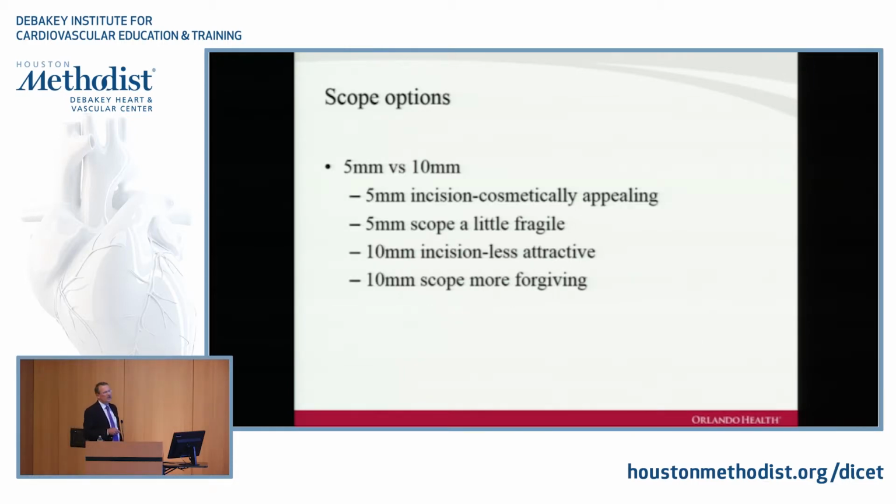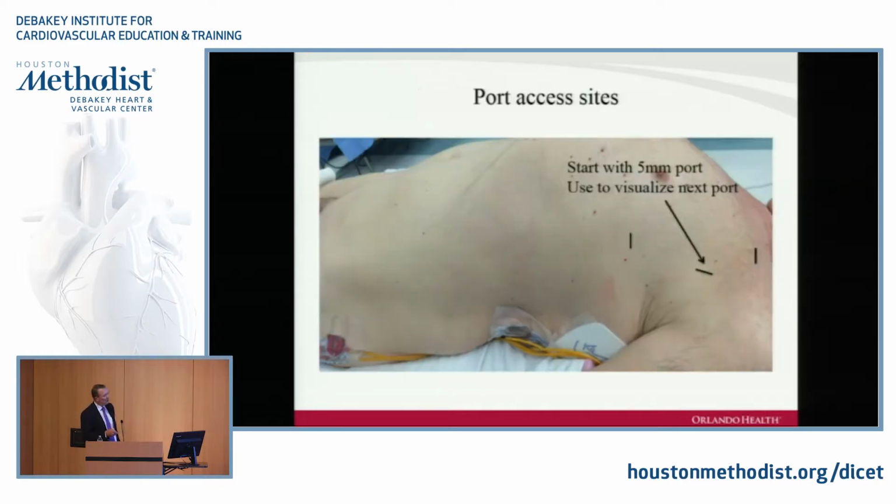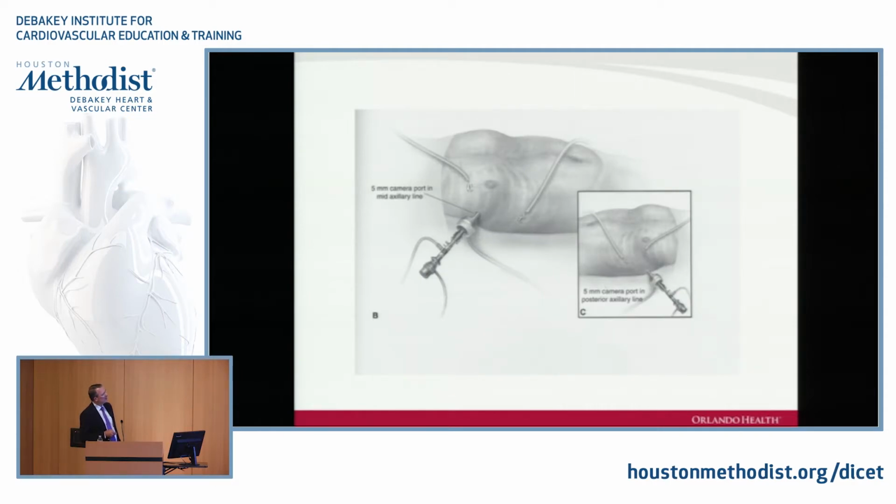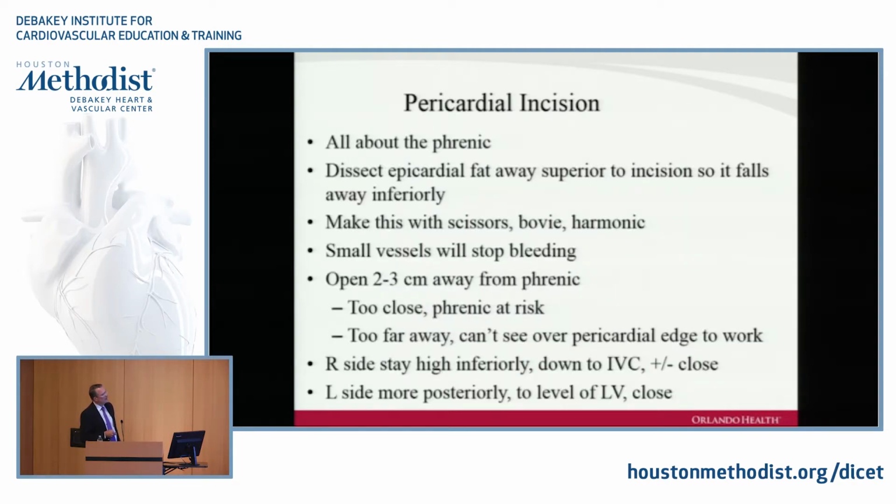The 5 millimeter scope, or port incisions are certainly more cosmetic, but the 5 millimeter scopes tend to be a little bit fragile, and depending on how much force you're putting on them, both will create the same view for you. So we start with the 5 millimeter port in the mid-axillary line, and then move to 10 millimeter ports through the rest, and so we end up with 3 10 millimeter ports. I know people that do this with 3 5s. We start, as we saw there, and then once we've achieved port access, we'll open the pericardium and begin dissection.